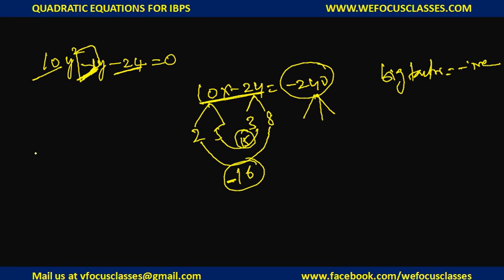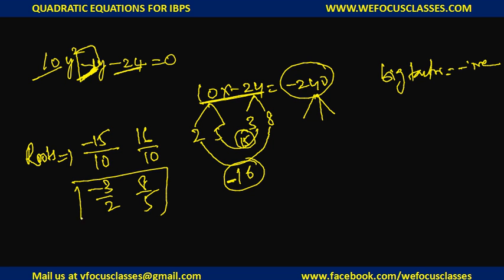Now what we need to do? Now we need to find out the roots. How do you find the roots, friends? You negate the factors. What is the first factor? Minus 15. What is the other factor? Minus 16. So you write it as plus 16. Now divide with 10, friends. Divide with 10. So what is that you'll be getting? This minus 3 by 2 and this is 8 by 5. Now you got the roots.